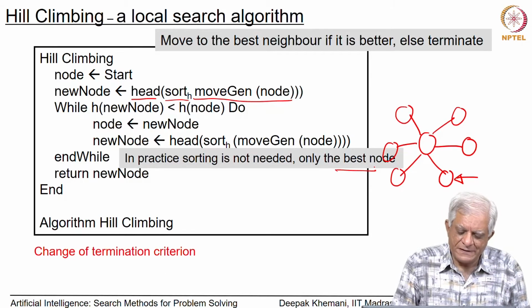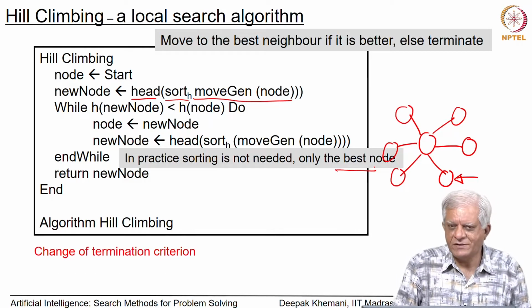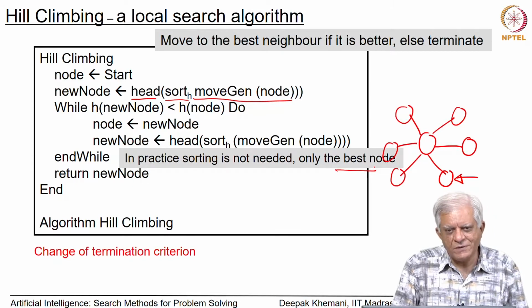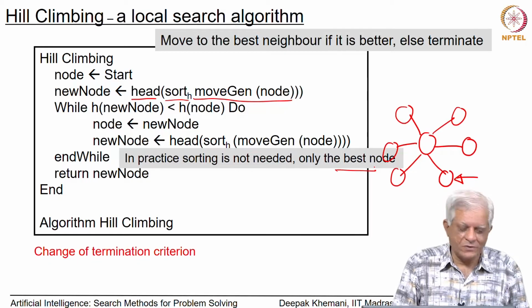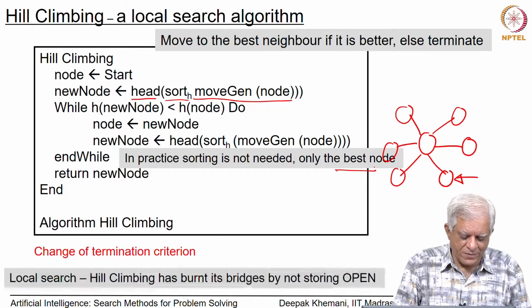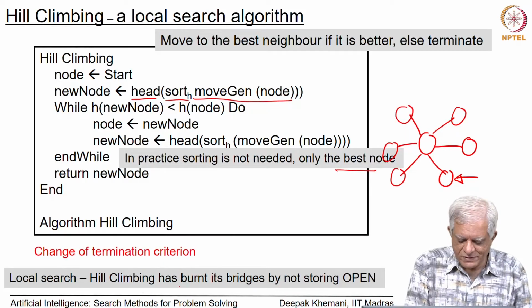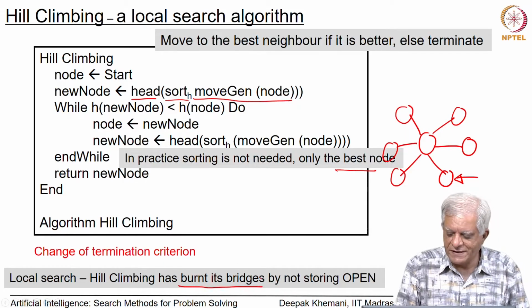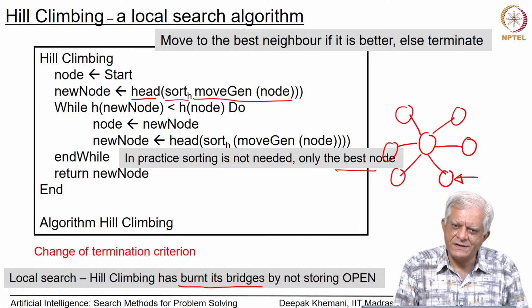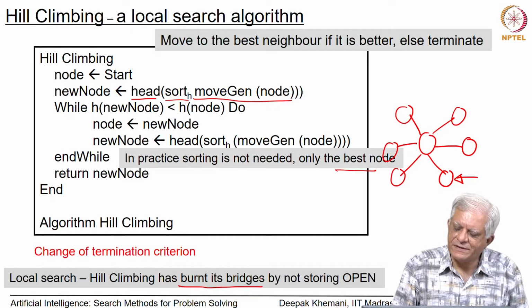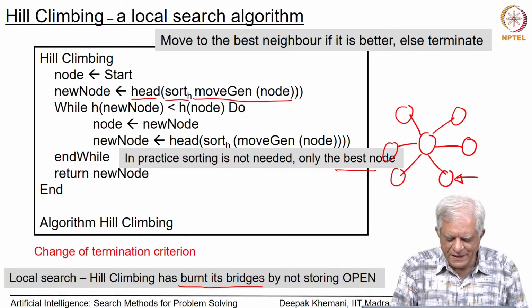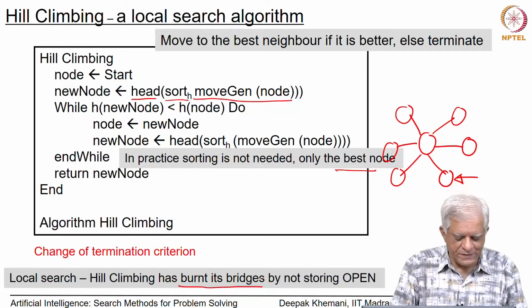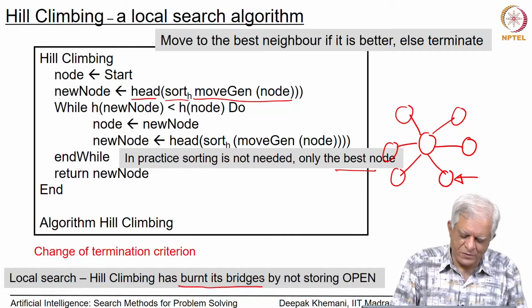Also observe that the termination criteria has changed. We are not saying that terminate when you have found the goal node, we are saying that terminate when there is no better node. And the most important thing is that it has burnt its bridges by not storing the previous open node. As a result of which, the algorithm may not take you to the desired goal node, as we will see in some examples, and then we will work towards improving upon this process.